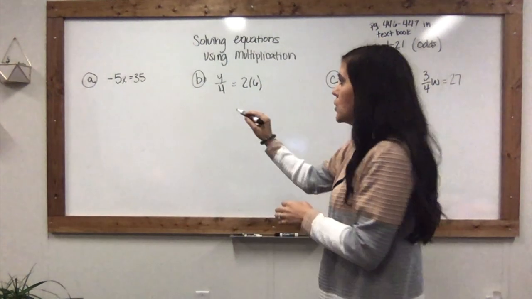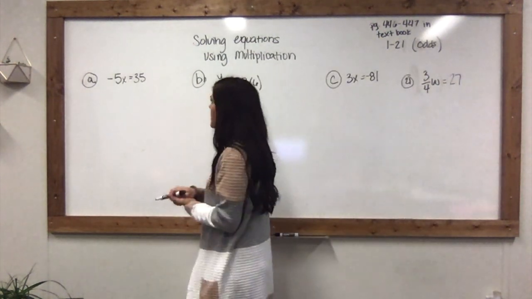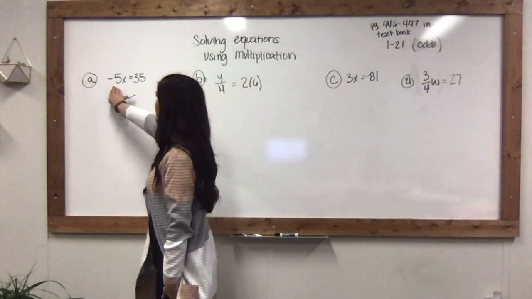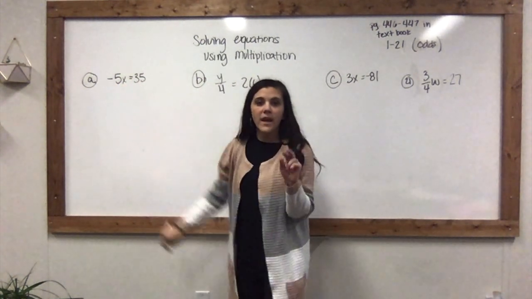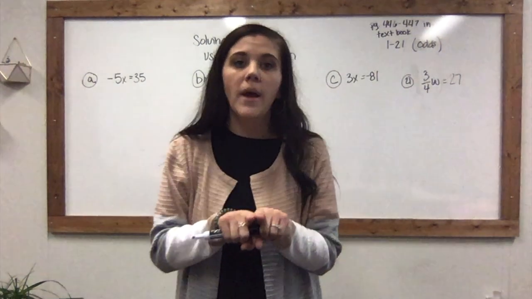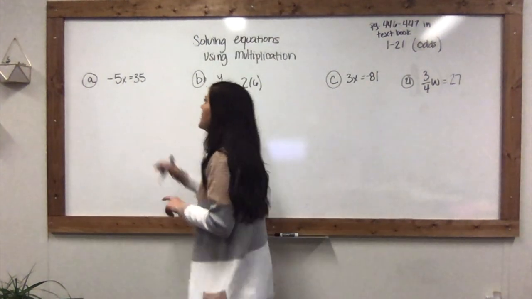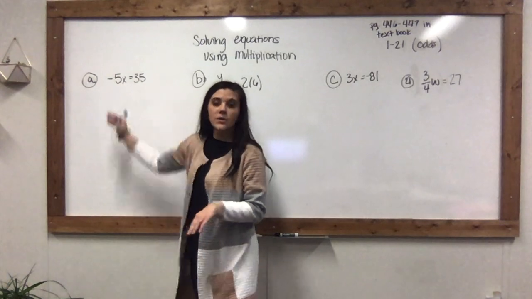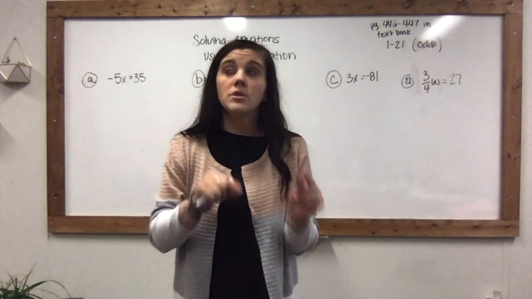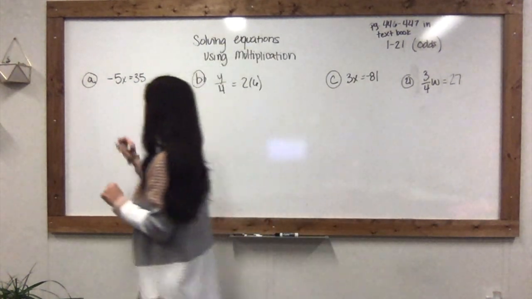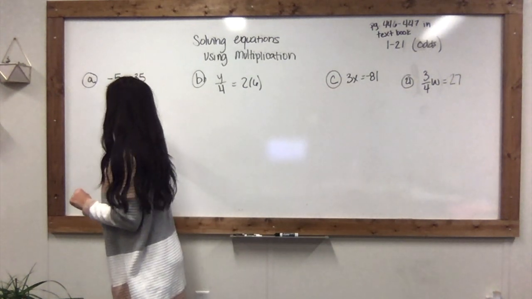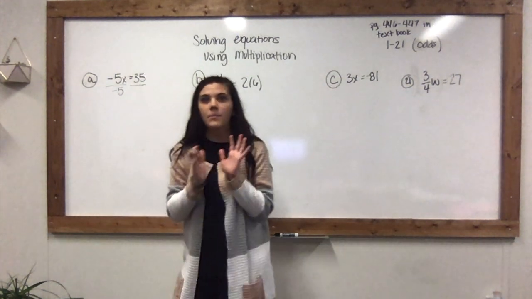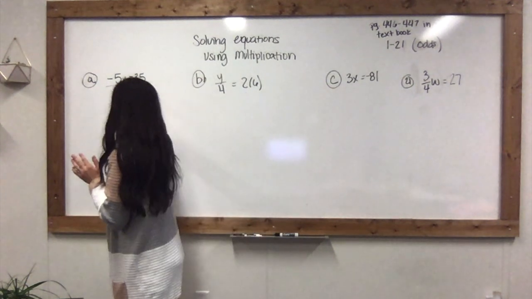So let's look at this equation over here. We have negative 5x equals 35. Remember that when a variable is right next to a number, they are being multiplied by each other. So the opposite of multiplication is division. So we're going to divide this negative 5 from both sides because we want to get the x by itself.